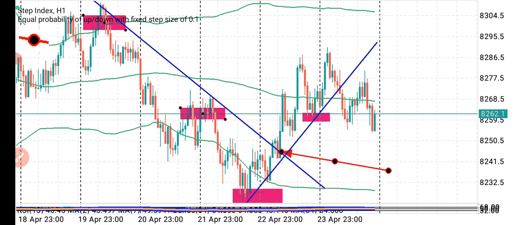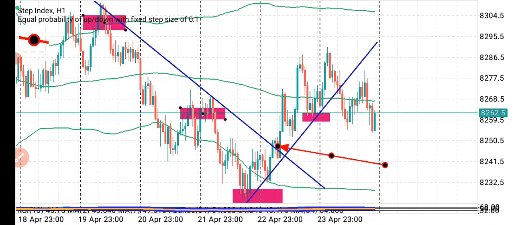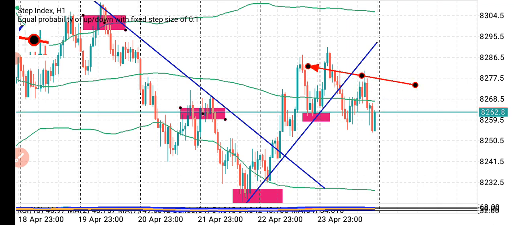And you can see what happened at this zone. In this scenario here, price came to our trend line and did not respect it. What happened? Price broke through the trend line and went to the upside.